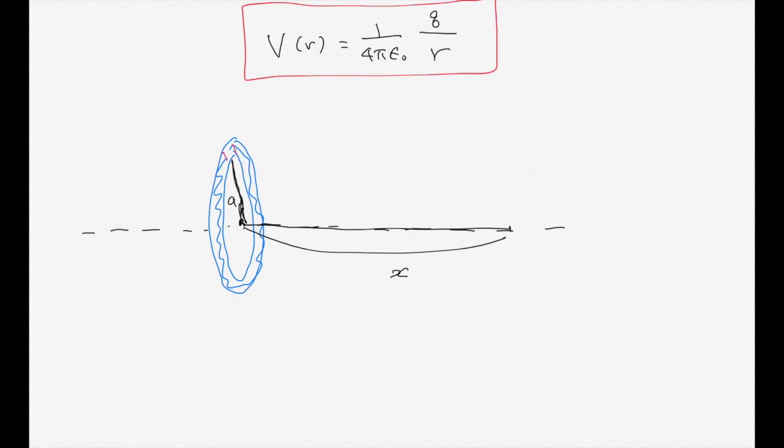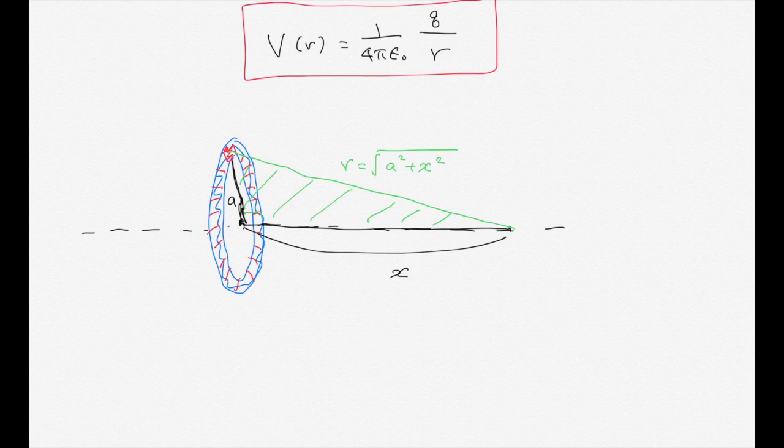We are going to separate the ring into a number of segments. Each segment has the same amount of charge. Then we pick one of the segments and consider the distance between this segment of the ring and the point we considered. Then we apply the Pythagorean theorem to this triangle. This distance R corresponds to the square root of A squared plus X squared.